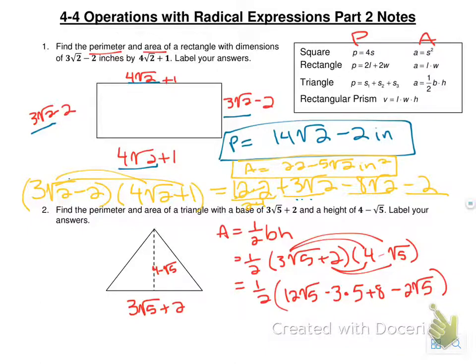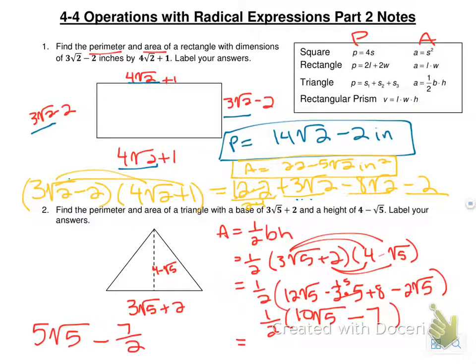Okay, so make sure you really looked at that, double check it. So I just did all my foiling, so now I'm going to combine like terms. So I have 10 root 5, and this is 15, so negative 15 plus 8 is minus 7. I'm going to multiply that times 1/2, so that is, I'm going to write it on this side over here, 5 root 5 minus 7/2 inches. And that is the perimeter. No, sorry, that is the area.